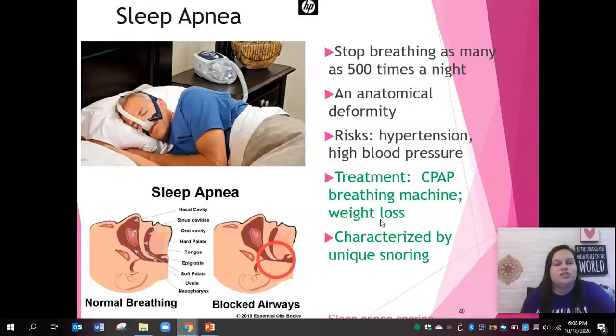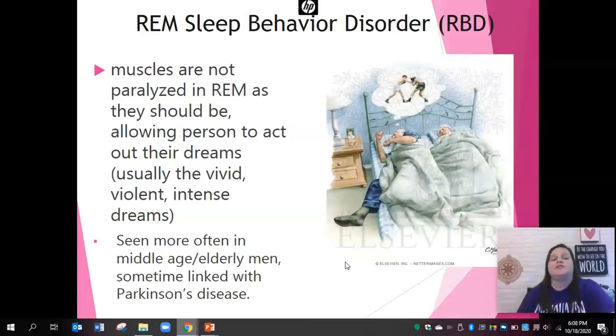Usually, the way that doctors will identify sleep apnea is by the unique snore that happens. So it's not a consistent snore, it's a sudden, gasping, out of breath snore. That's because you've literally stopped breathing and your brain wakes you up so that you can breathe. And we'll listen to some examples of that in class.